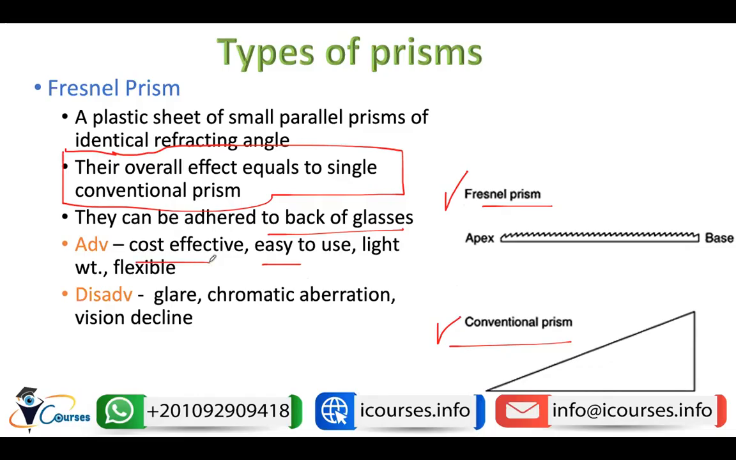lightweight, and cost effective. But one of the major disadvantages is that since they are formed of multiple tiny prisms, they cause degradation of visual acuity. They cause glare, visual decline and chromatic aberrations. So they are not the best in terms of visual acuity. These are the pros and cons of the Fresnel prism.